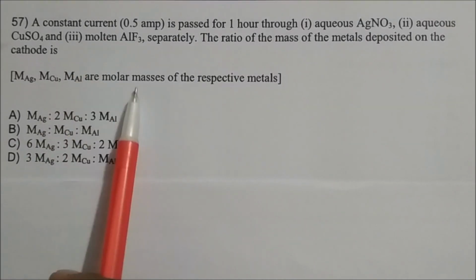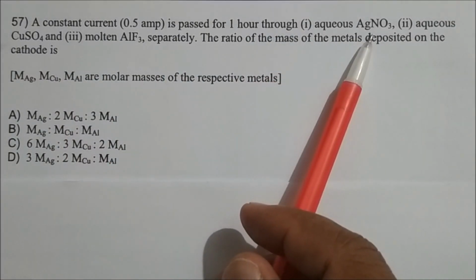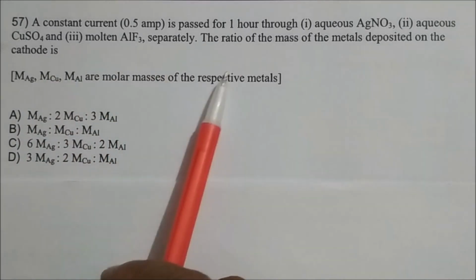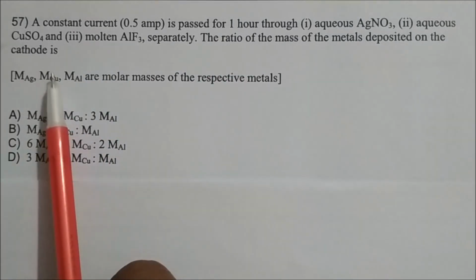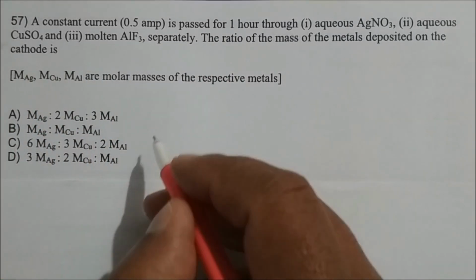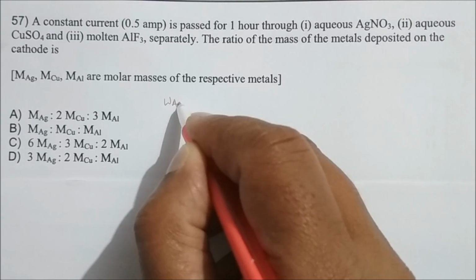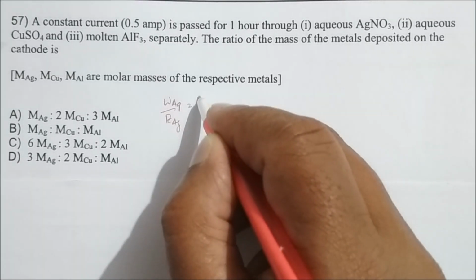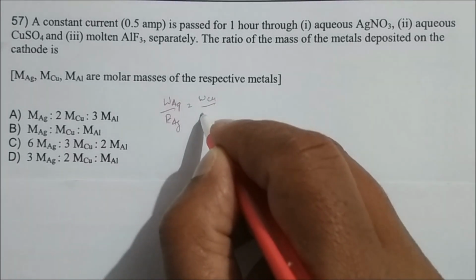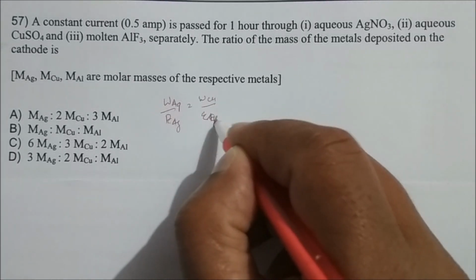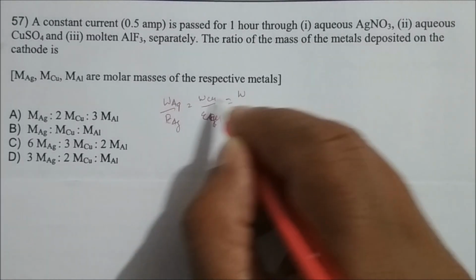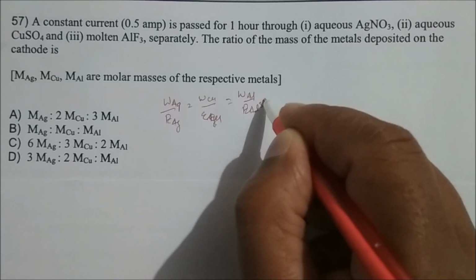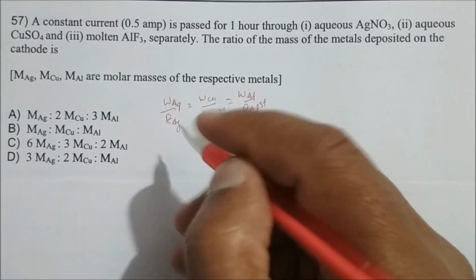A constant current is passed for 1 hour through aqueous silver nitrate, aqueous copper sulfate, and molten AlF3 separately. What is the ratio of the mass of the metals deposited on the cathode? We can use Faraday's second law: the weight of silver is equal to the equivalent weight of Ag. Similarly, the weight of copper is equal to the equivalent weight of Cu, and the weight of aluminium is equal to the equivalent weight of Al. Here aluminium is 3 positive, copper is 2 positive, and silver is 1 positive.